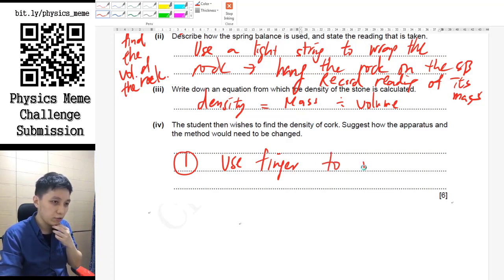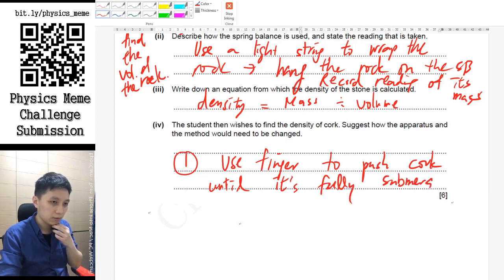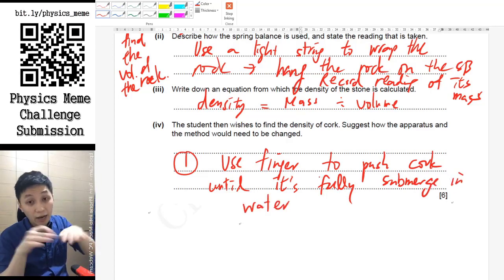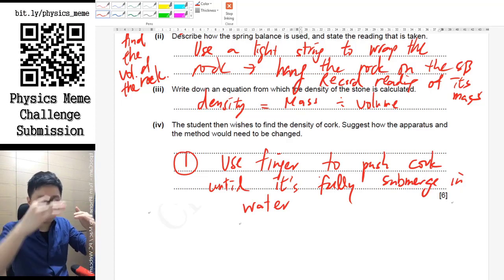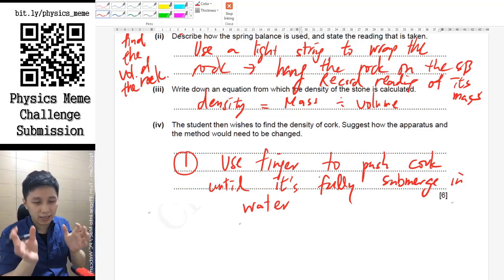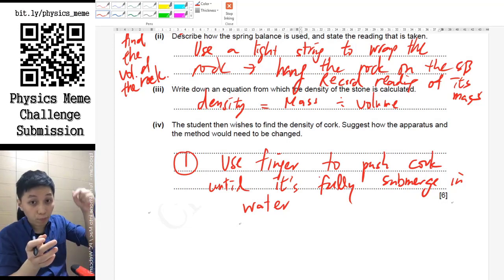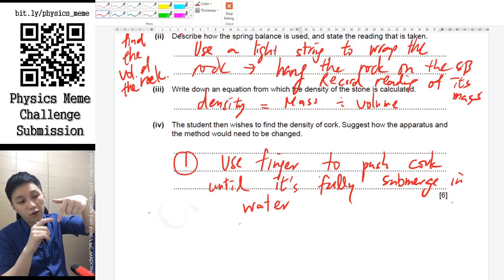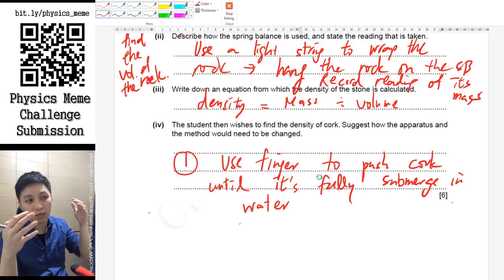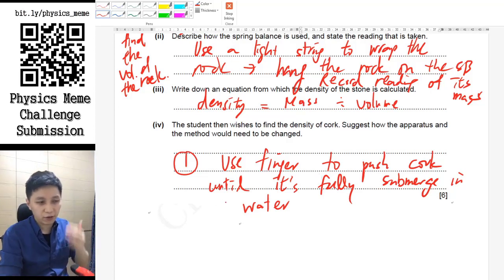Use finger to push the cork until it is fully submerged in water. Because only when the object is fully covered by the water, then the change of water level would be exactly the same as the volume of the object that you put in. Be careful, don't push too much, because if you push too much, then the volume of your fingertip will also be accountable as well. So you have to be very careful with this.